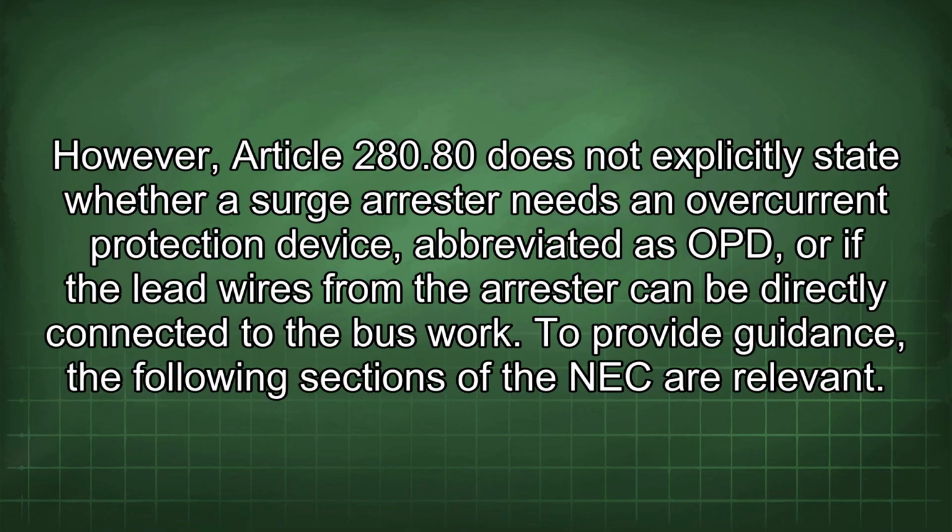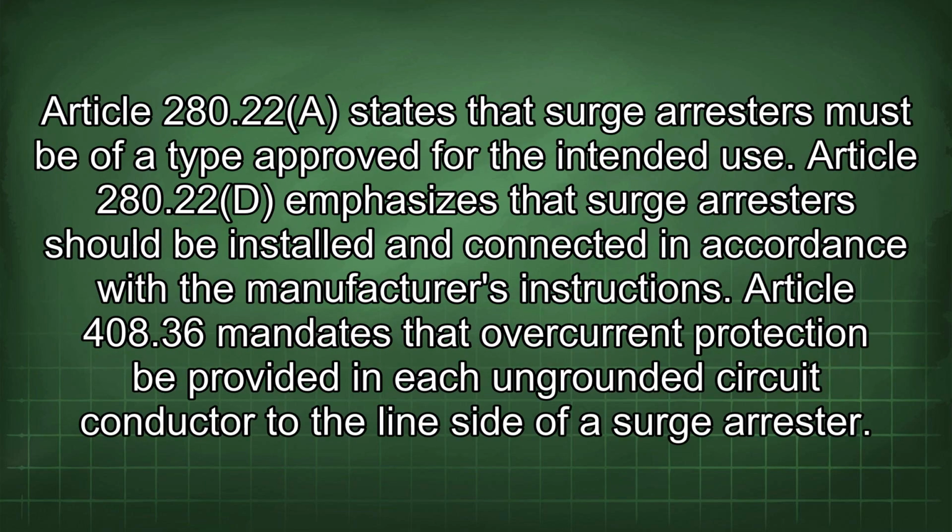To provide guidance, the following sections of the NEC are relevant. Article 280.22 states that surge arresters must be of a type approved for the intended use. Article 280.22d emphasizes that surge arresters should be installed and connected in accordance with the manufacturer's instructions. Article 408.36 mandates that overcurrent protection be provided in each ungrounded circuit conductor to the line side of a surge arrestor.